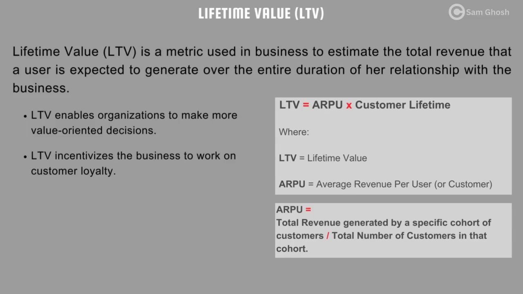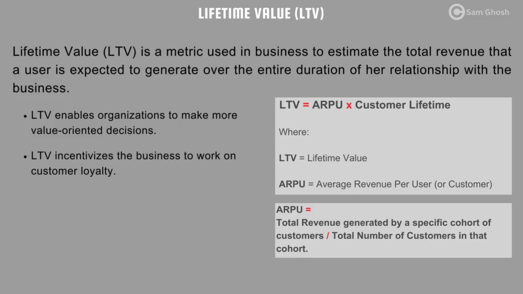Now, customer lifetime determines the average duration or lifespan of a customer relationship. This can be calculated by analyzing historical customer data to determine how long, on average, a customer remains active or makes purchases. Once you have calculated ARPU and determined the average customer lifespan, you can multiply them to get the lifetime value of a customer, or LTV of the customer. Now, the ARPU and customer lifetime should be in the same unit. So if you are calculating ARPU in months, the customer lifetime should be in months.